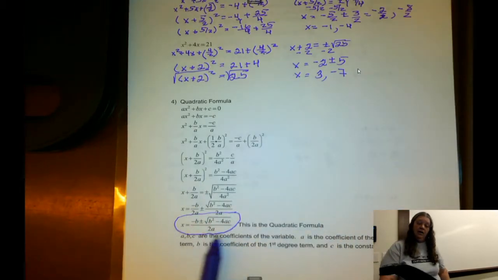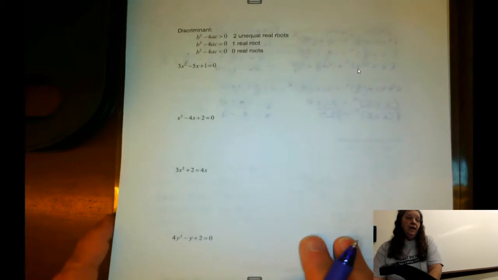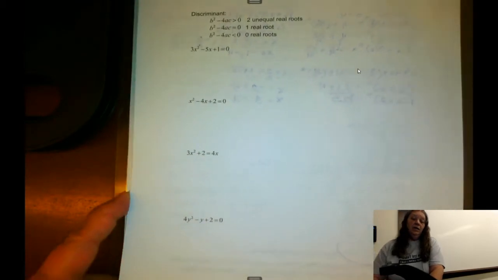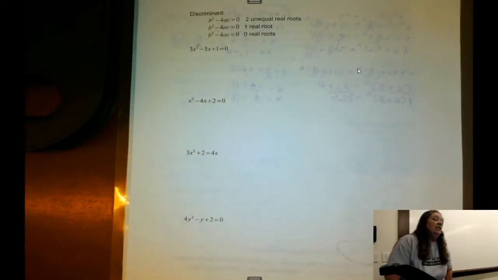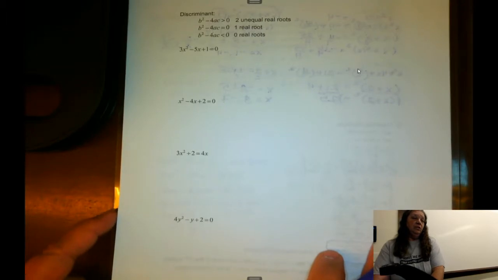Now, we can use this quantity that's under the radical to figure out what kind of roots we have, or if we have any real roots. That quantity is known as the discriminant. It discriminates between the different types of roots.